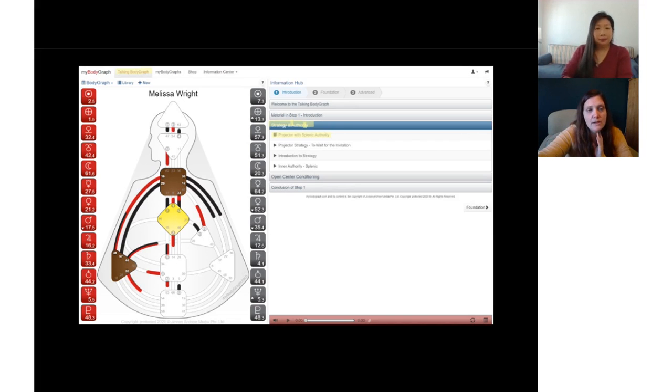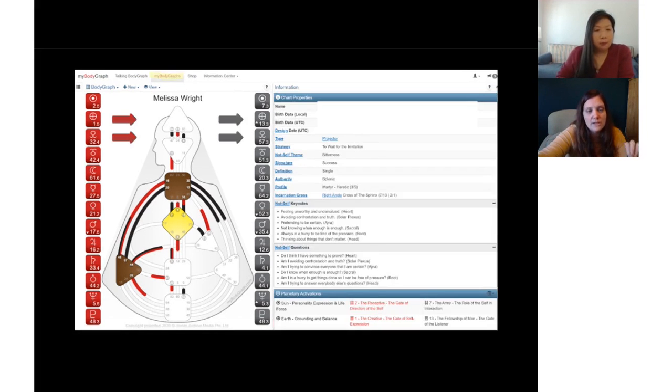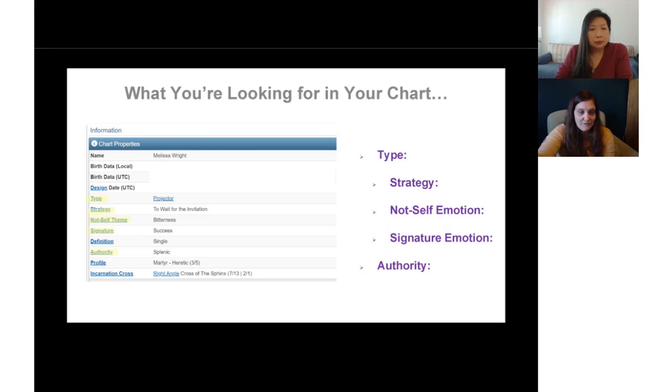And then the other way to look on this site is My Body Graphs. It's somewhat similar, but a slightly different format. You're looking for the information and the chart properties, and it will list out your type, your strategy, and authority on this page. But like I said, it's great to go to the other one, the talking body graphs, so you can actually read the full description of what that means. All right, you're looking for the type, the strategy, the not-self theme, the signature emotion, and the authority.